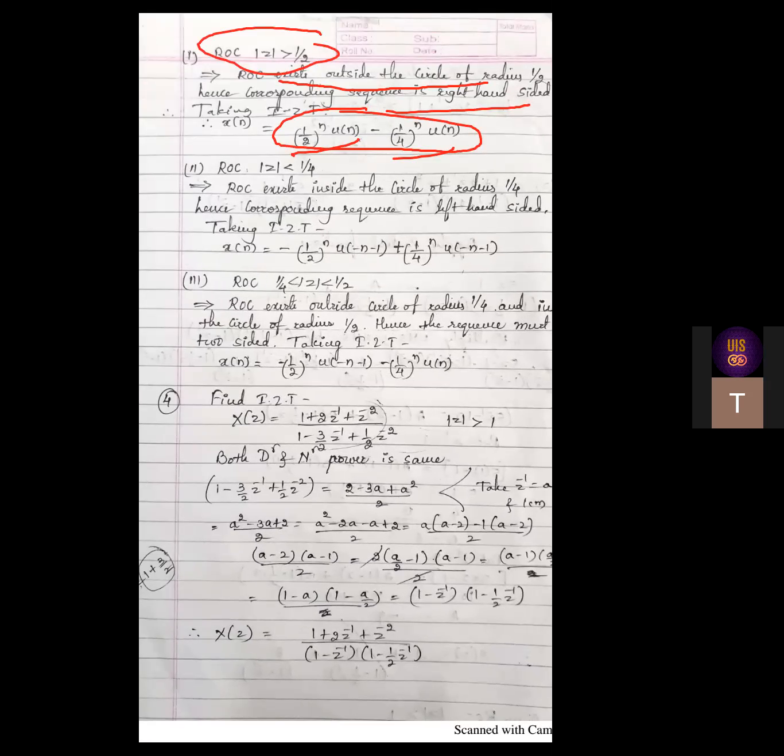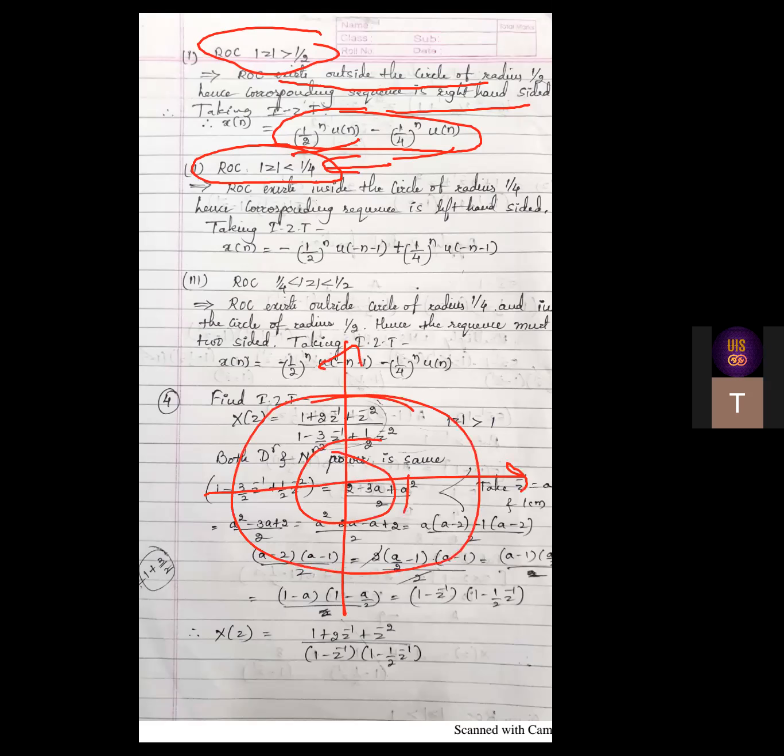Now coming to the second one. What is the second bit? The question is the same, x of z is the same. So whatever partial fractions were applied, it will be the same. Only based on the ROC, your final answer x of n will change. Now let's see how it will change. Given the magnitude of z, that is the ROC, is less than 1 by 4. So if you want to draw it on the z plane, obviously we'll have two circles, one inside at 1 by 4, the other one outside at 1 by 2.